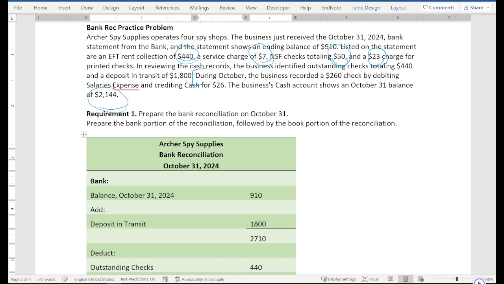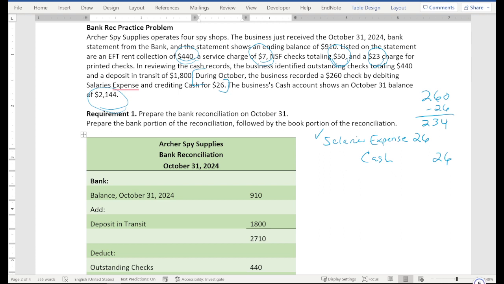So during October, the business recorded a $260 check, and they accidentally left off that zero. They recorded it as a debit to salaries expense for 26 and then a credit to cash. This is what the accountant did, and it really should have had a 0. So our salaries expense is too low, and in our cash account, we didn't take out enough, right? We're missing 260, and they only recorded it for 26. It was supposed to be 260. And so we're out of balance by that difference amount, which is 234. We did the math, 260 minus 26. We're missing $234 in salaries expense, and we're missing $234 that we should have taken out of cash.